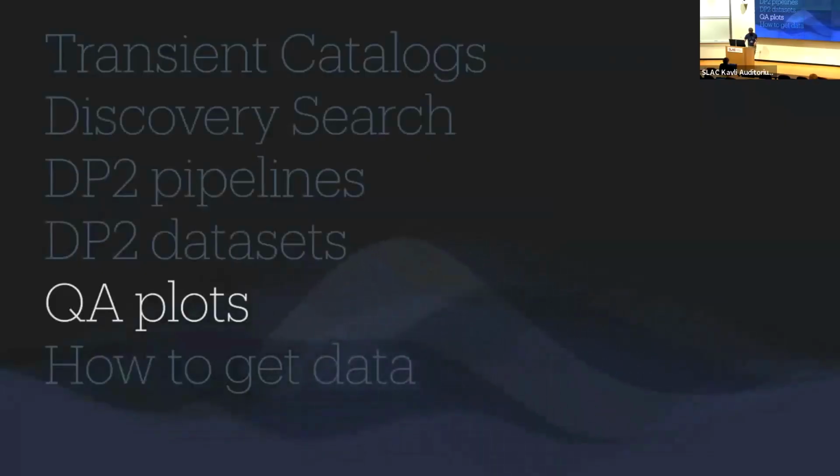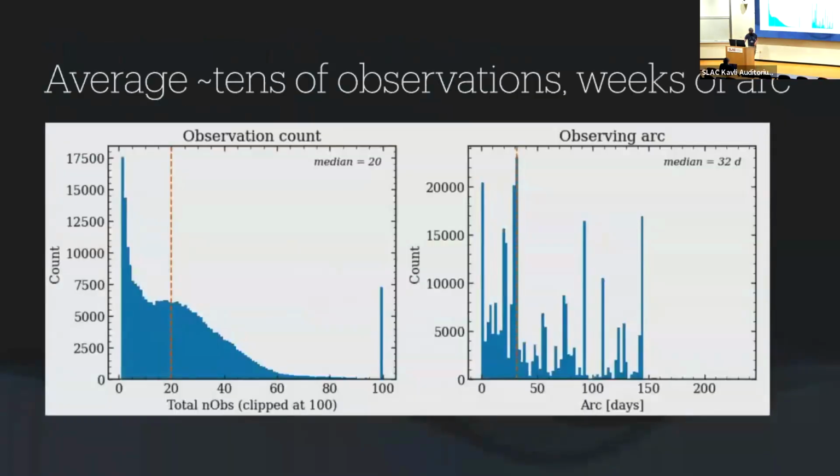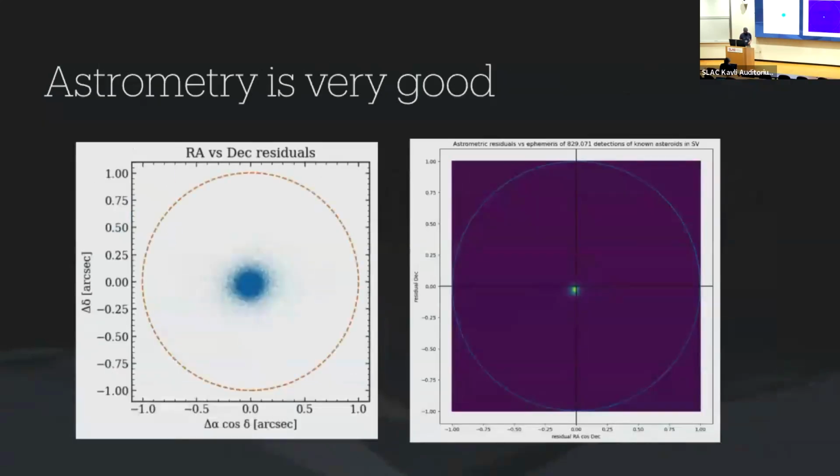Let's take a really quick look into the data and then talk about how you can get it and use it. These were stolen from Mario's slides. We see tens of observations from most DP2 solar system objects. Most of these were observed over periods of weeks or so. There are some serious outliers, a whole bunch of objects detected only once, and a whole bunch that live in deep drilling fields and have many, many months of observation.